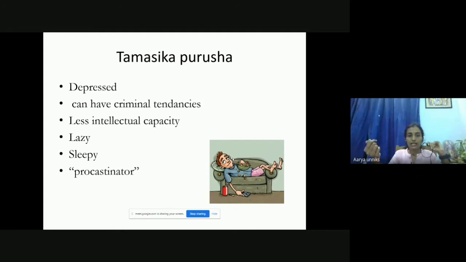And then he might commit things based on his will. So he cannot do it alone. Of course, with the help of rajas only he can do. But he can have criminal tendencies, adharma shilata. He has less intellectual capacity and is lazy, sleepy, and a procrastinator kind of person. So this is the explanation. This is a short explanation of the manasika prakritis. I hope this is clear and it will help in understanding people on a better level.